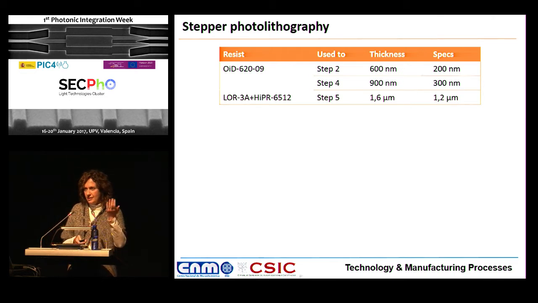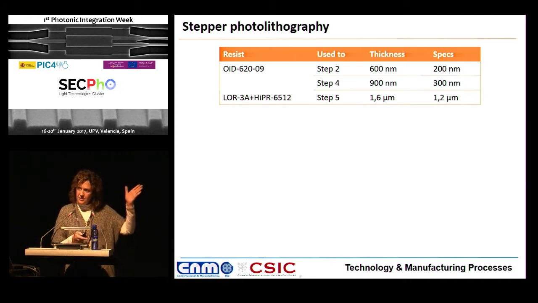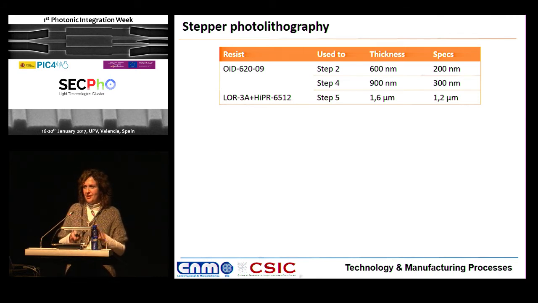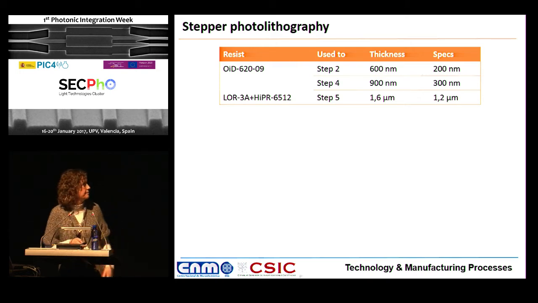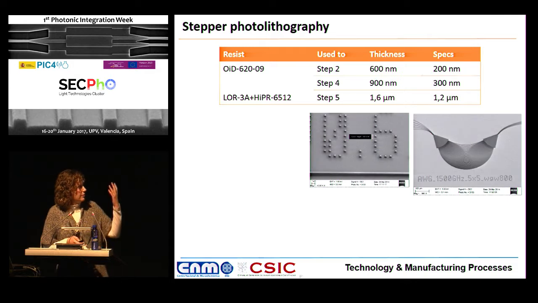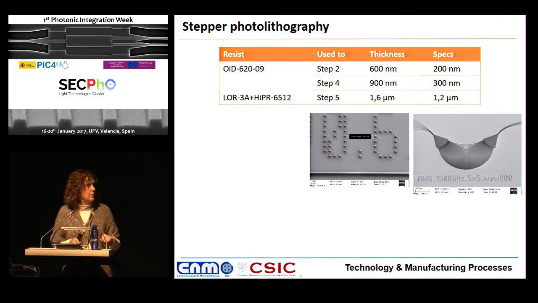Also remember that in the table we showed you, the technological dimensions are bigger than these values, because the technological values are determined by the combination of the photolithography and etching steps. So we can get this dimension with the photolithography, but when we process and etch the layer, the dimension could also change. Here are some images of the devices that we fabricated.